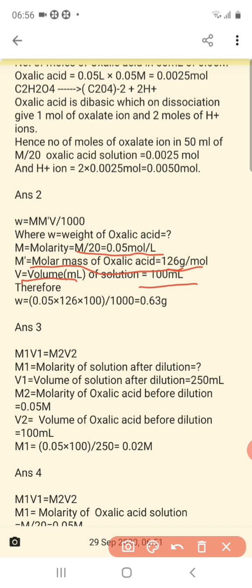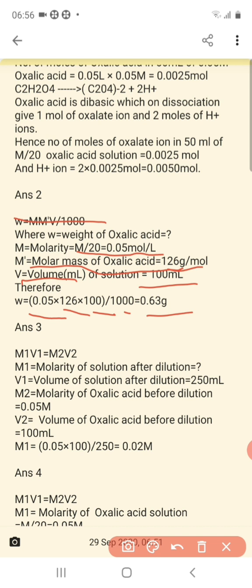Now let us substitute the values in the above equation, that is W is equal to M M' V upon 1000, and that will be equal to 0.05, that is the molarity, multiplied by molar mass, multiplied by volume to be prepared, divided by 1000, which will give you 0.63 gram. That is the amount of oxalic acid that has to be dissolved in 100 ml of water, leading to the formation of 100 ml of M/20 oxalic acid solution.